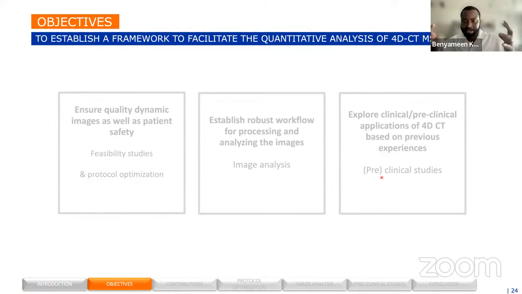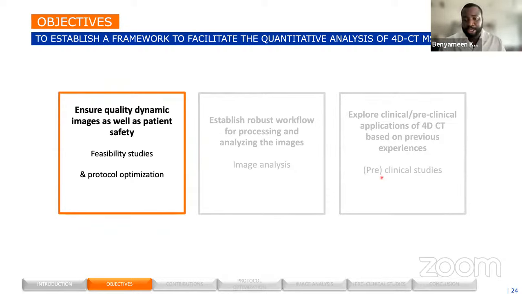So based on these principles that I've described, what we wanted to do, particularly in that project, was to establish a framework that will allow us to quantitatively analyze these type of 4D CT images. Now, in order to do that, we realized that it's important to ensure that the quality of the images you're getting from the scanner are good enough, because if they aren't, your processing will also fail. But on top of that, because we are using ionizing radiation, it's important to take into consideration the patient's safety. So you need to design protocols which are safe, but that also generate good quality images. So that's one of the first bottlenecks to overcome.